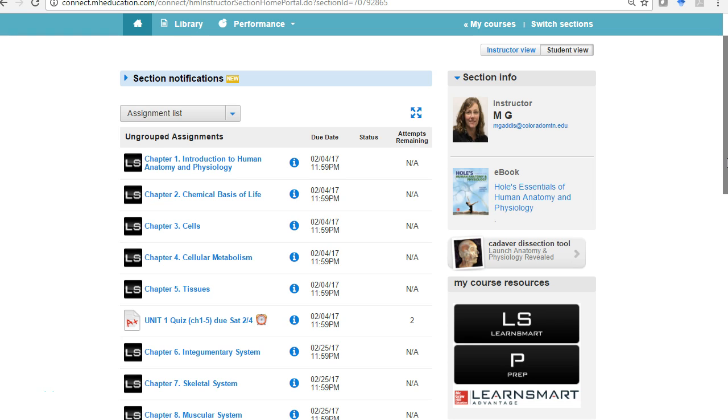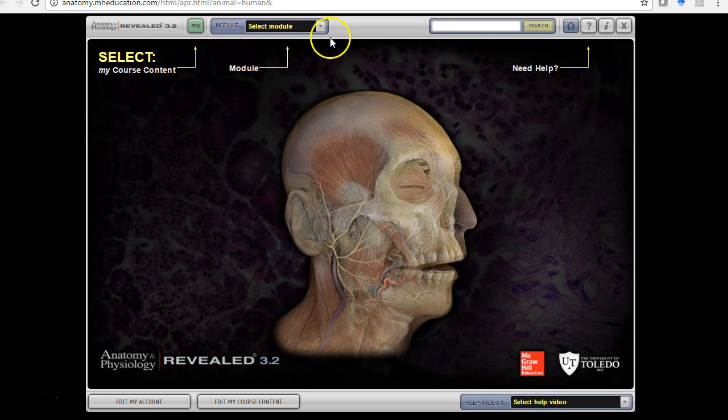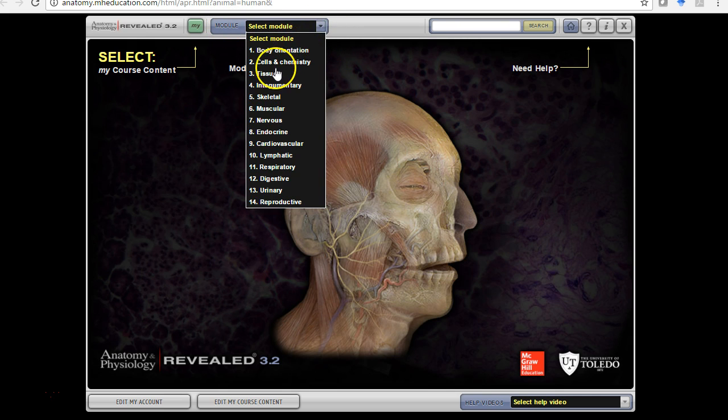This is a great time for you to interact with this because we have a quiz date approaching tomorrow midnight. We are going to go into this cadaver dissection tool, launch Anatomy and Physiology Revealed. You might have seen this yourself. I think I might have mentioned it in an earlier video, but let's take a look.